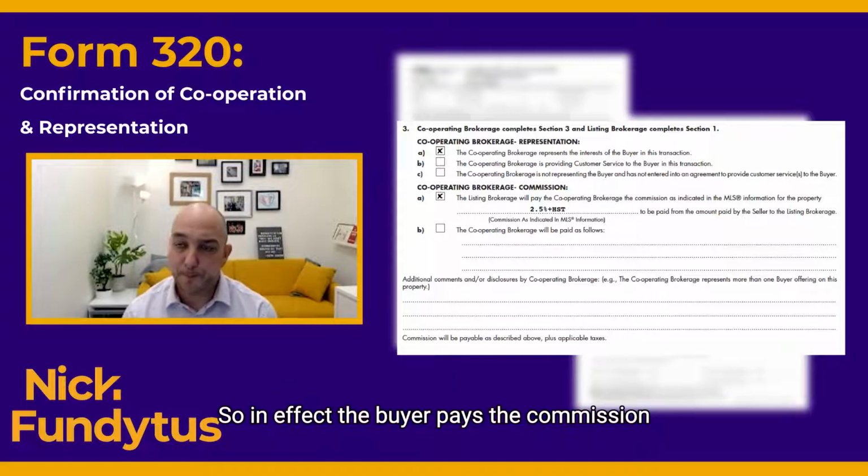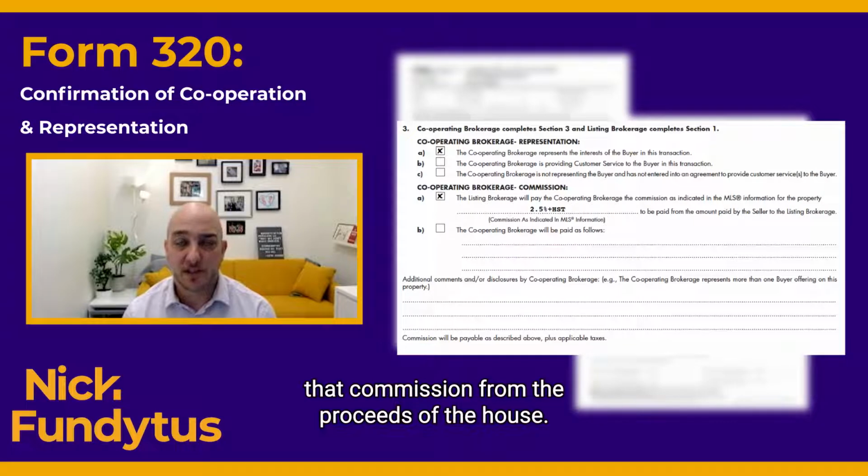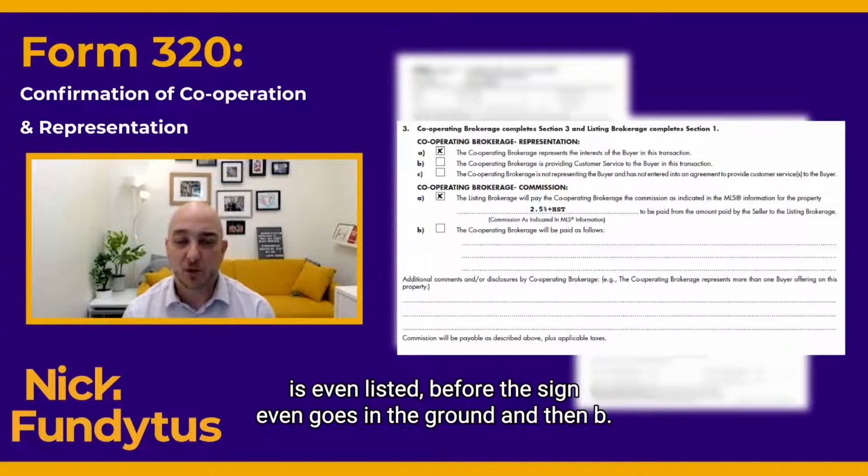So in effect, the buyer pays the commission because they're paying for the house, but the seller has set aside that commission from the proceeds of the house. So they set that out before when the house is even listed, before the sign even goes in the ground.